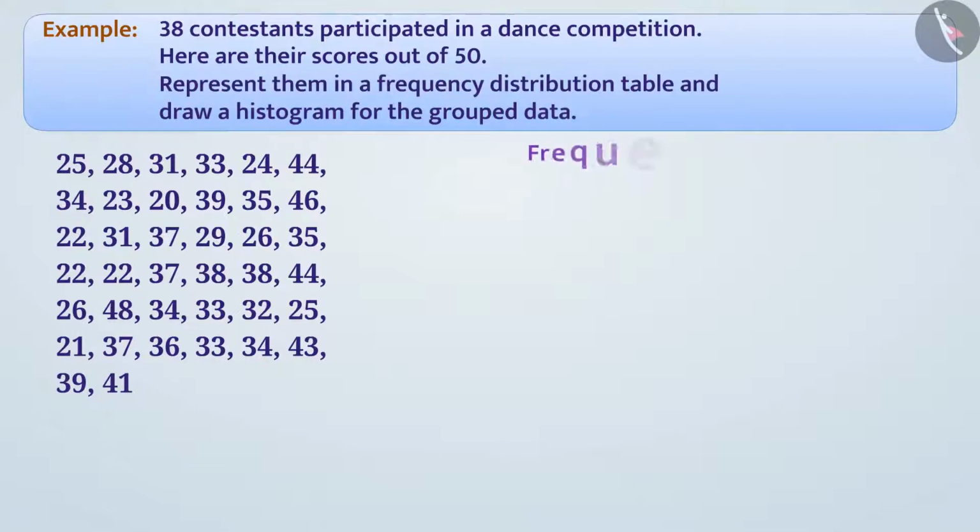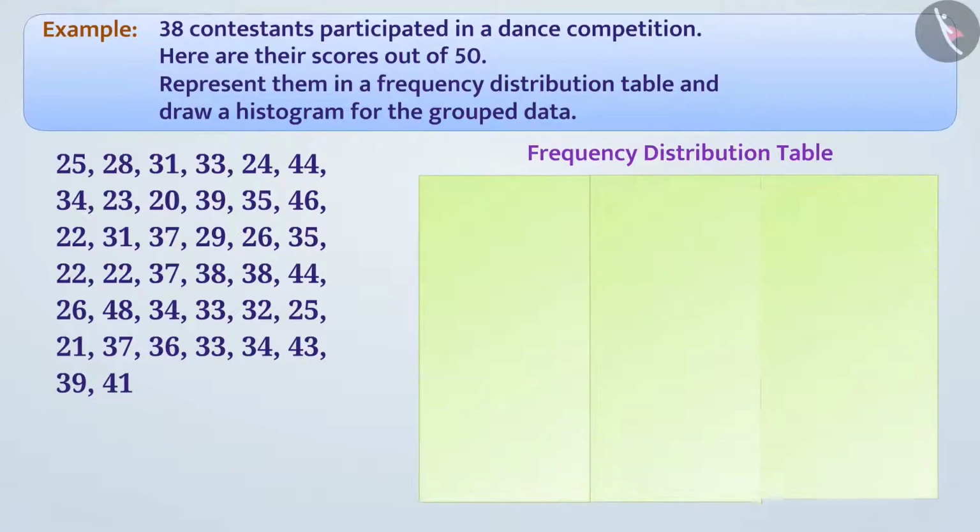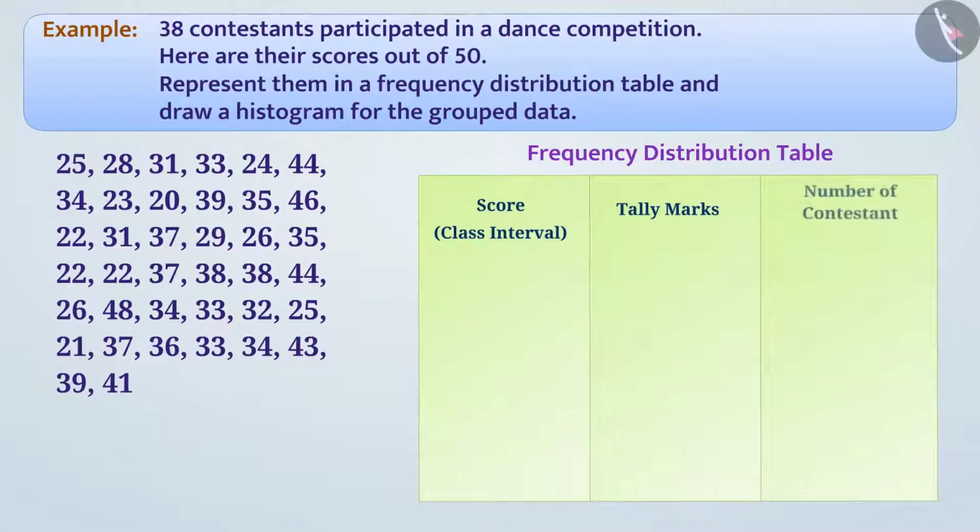To create a frequency distribution table, we will create 3 columns. The first column will show the class interval of the score. The second column will show the tally marks, and the third column will show the number of contestants, which will show the frequency of the class interval. Now, we will choose the class interval. Can you tell me the class interval we can take here? Think.